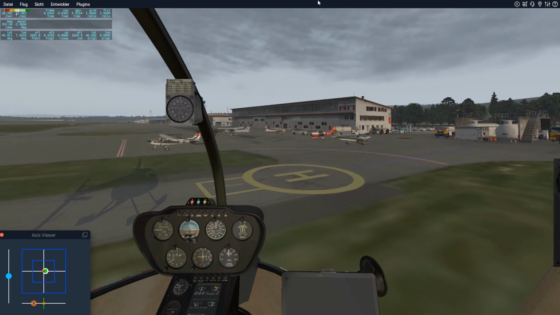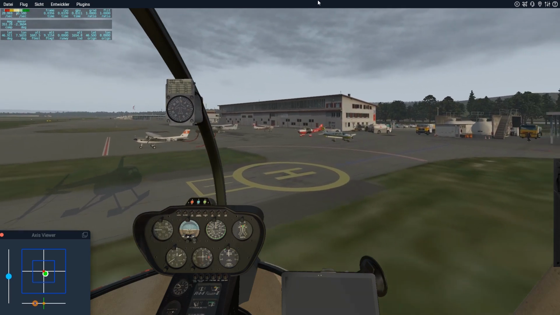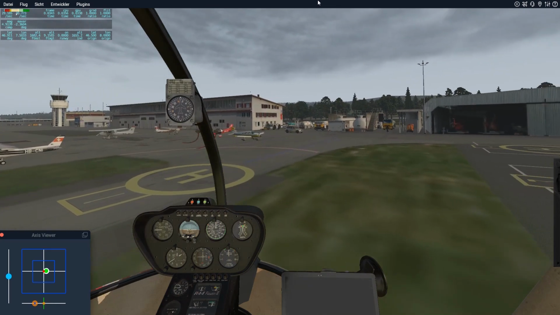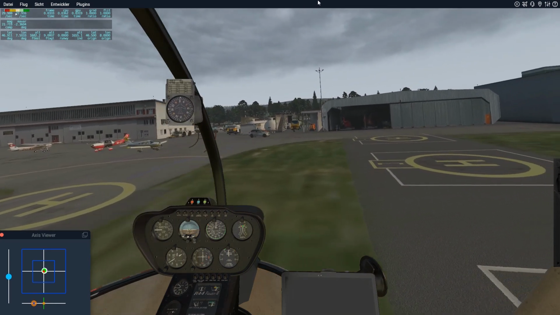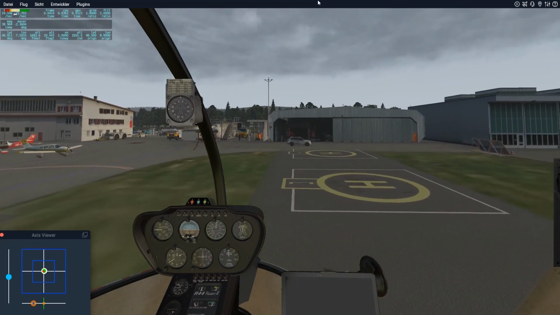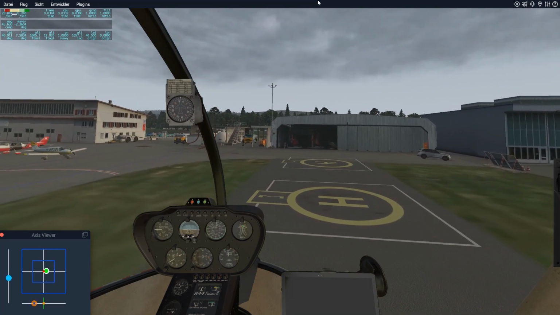So I think these were the points that I wanted to show you. I hope you learned something. I hope they help you to get proficient in the hover.